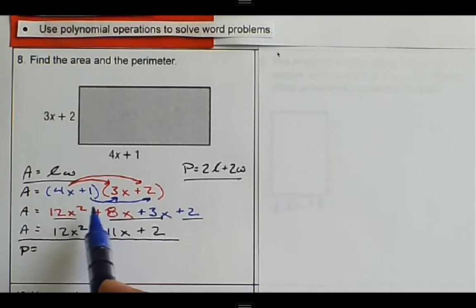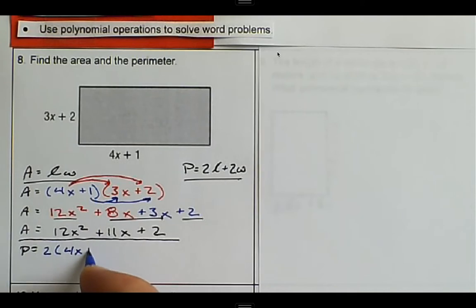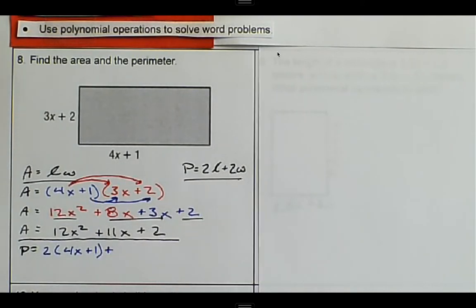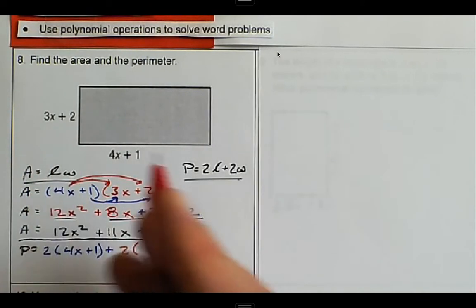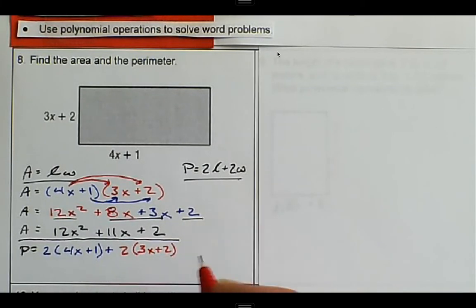the length was 4x plus 1. So we'll say 2 times 4x plus 1 plus 2 times 3x plus 2. So the first thing for each one of these, we have to distribute in the 2 to each one of the binomials.